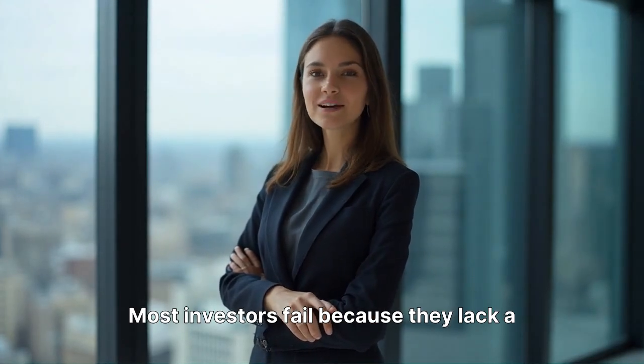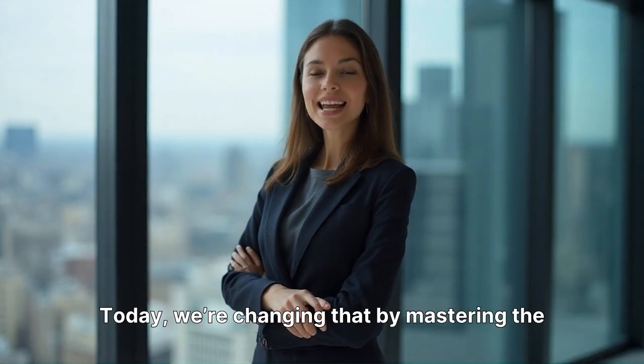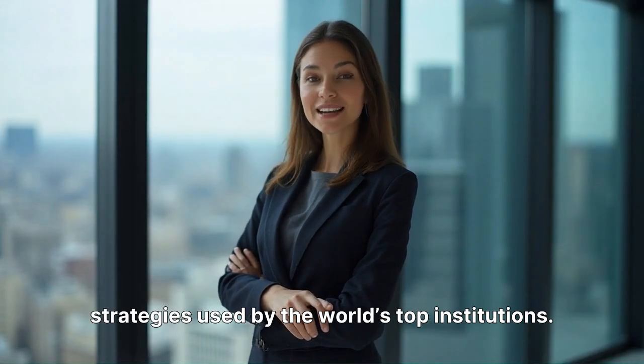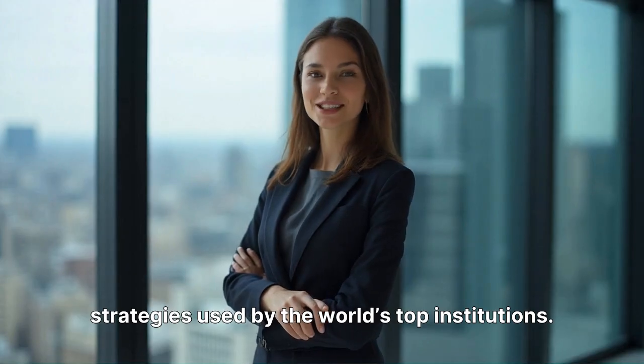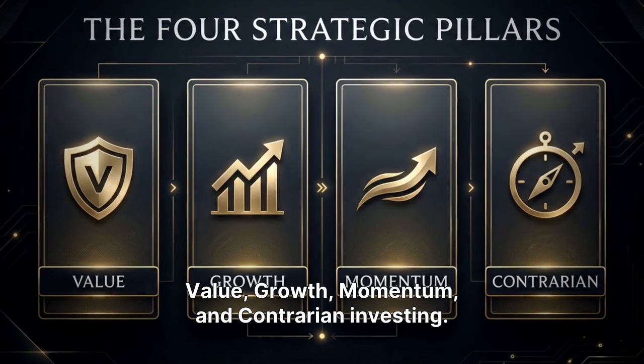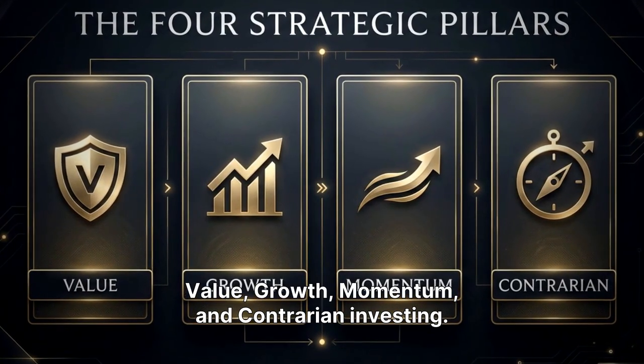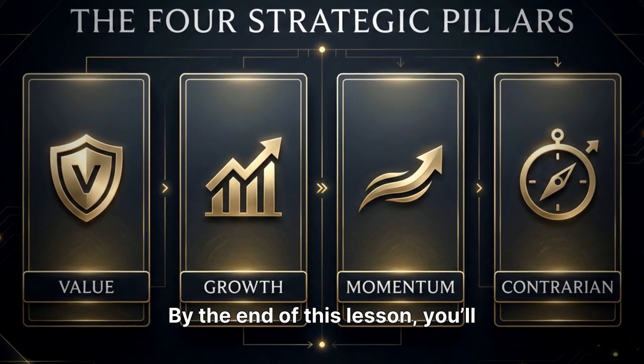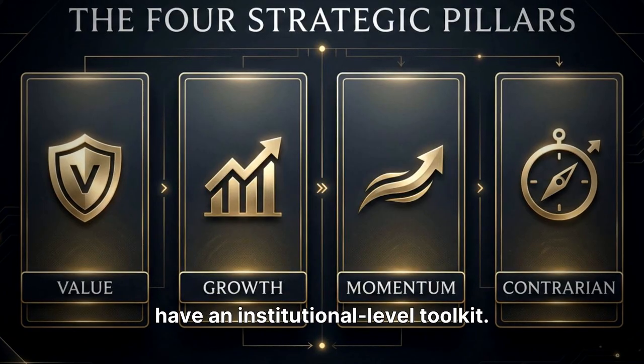Most investors fail because they lack a system. Today, we're changing that by mastering the strategies used by the world's top institutions. We will break down 4 distinct pillars: value, growth, momentum, and contrarian investing. By the end of this lesson, you'll have an institutional-level toolkit.